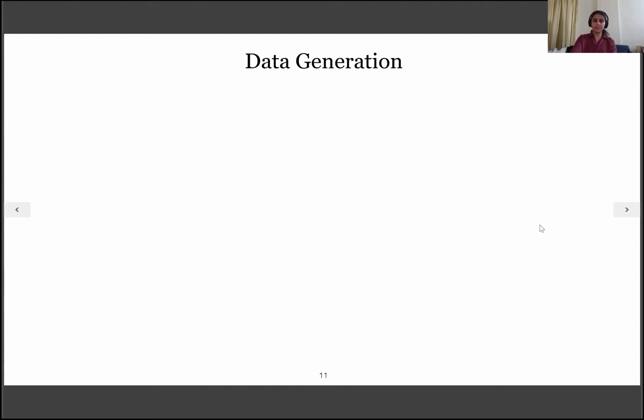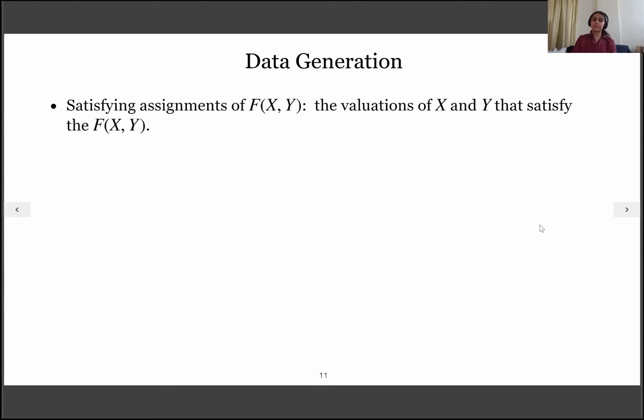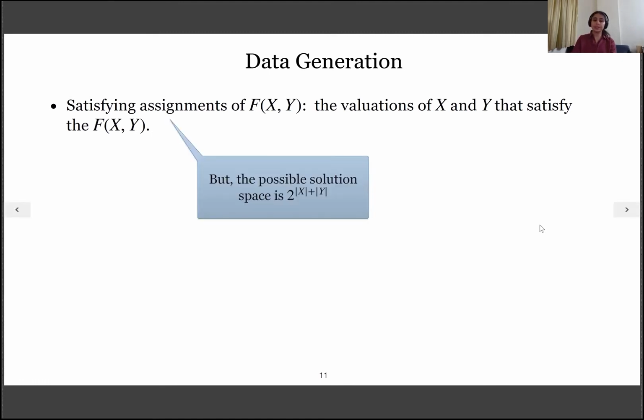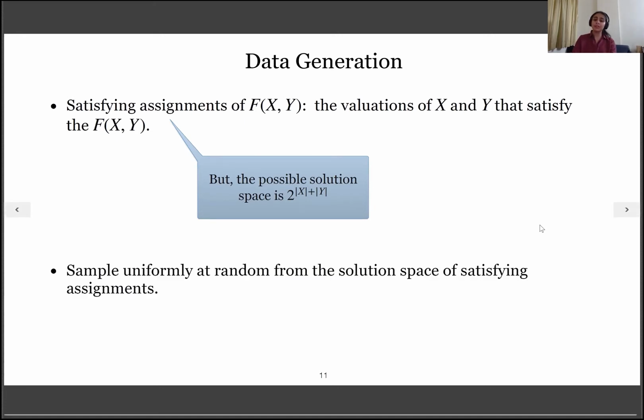So the first is data generation. We can consider the satisfying assignments of f of x, y as our data. But the possible satisfying assignments can be exponential in terms of the cardinality of x and y. So we can sample uniformly at random from the possible solution space to generate the data. But the question that arises is: is sampling uniformly at random good enough to learn a function from relational data? Let us try to understand this issue through an example.